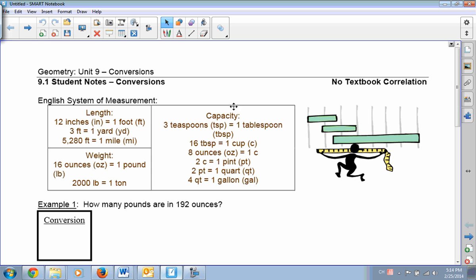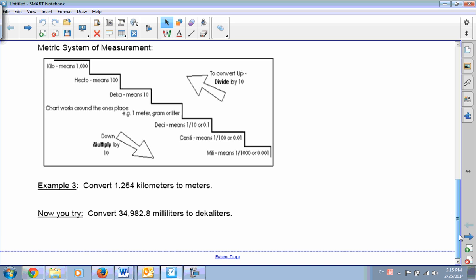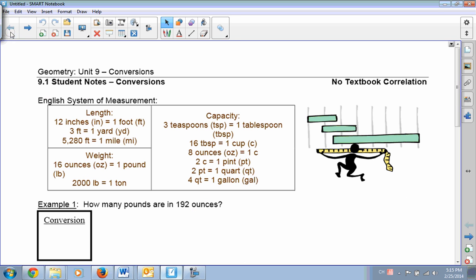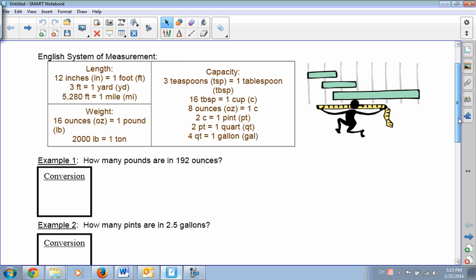If you take a look at the chart that's given to you here, it says English system of measurement. English, also known as customary, is how we measure things in the United States. We measure things in inches, feet, yards, miles, ounces, pounds, gallons, quarts, pints, those kinds of things. On the next page, we'll talk about metric, which is what the rest of the world uses. For some odd reason, the United States uses English. So let's go ahead and talk about our first conversion, number 1.